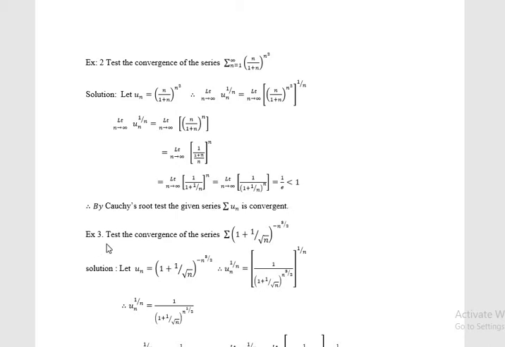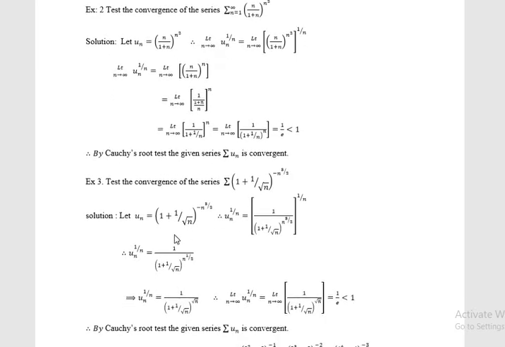Another example 3. Test the convergence of the series summation of (1 + 1/√n)^(-n^(3/2)). Solution: let the nth term of the series be (1 + 1/√n)^(-n^(3/2)), and therefore un^(1/n) on the right-hand side is 1 by [(1 + 1/√n)^(n^(3/2))]^(1/n).